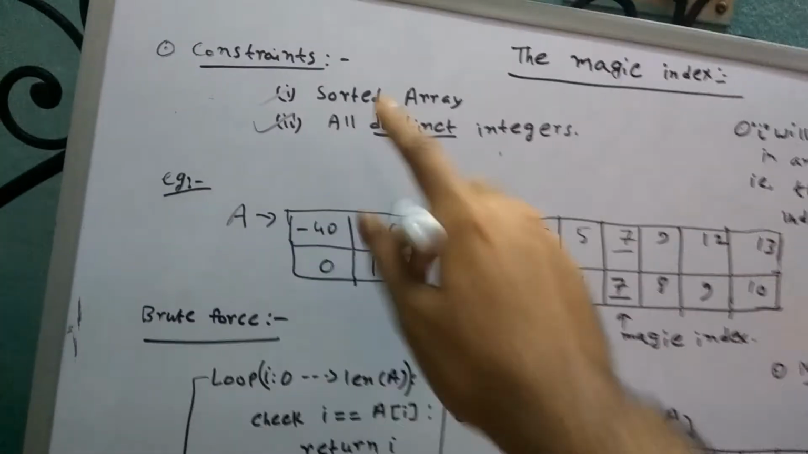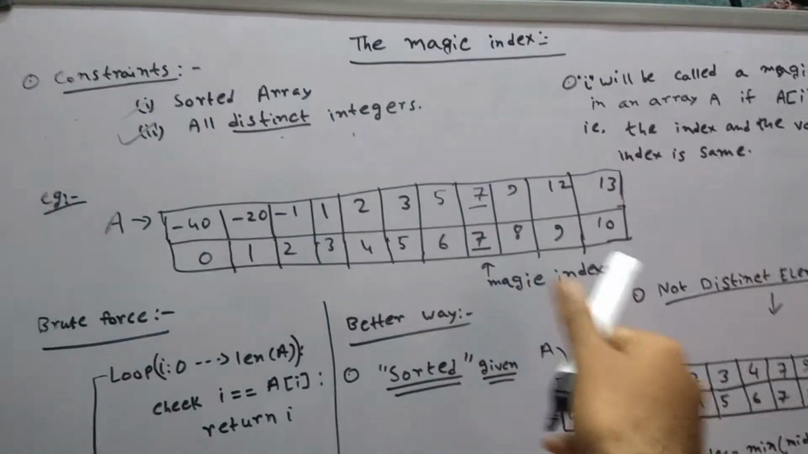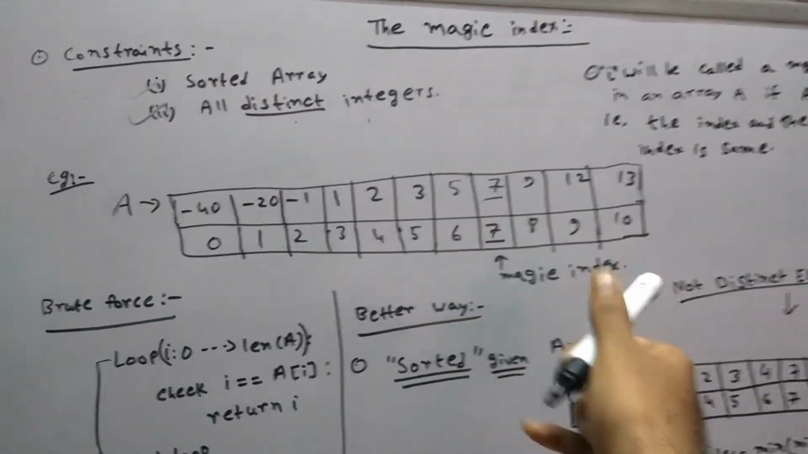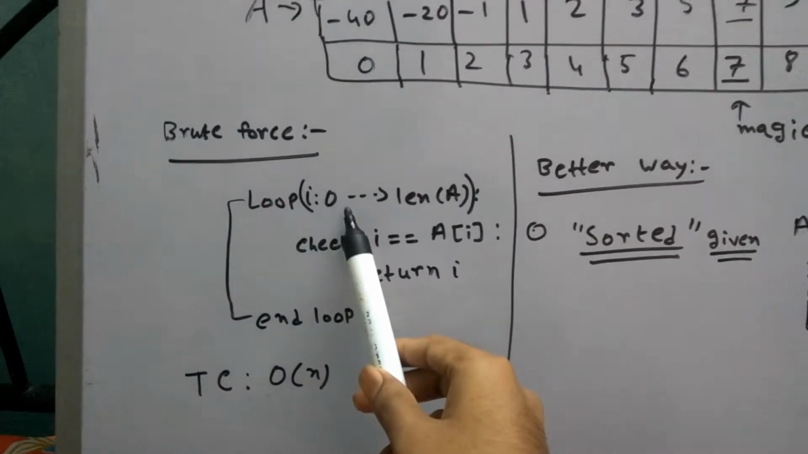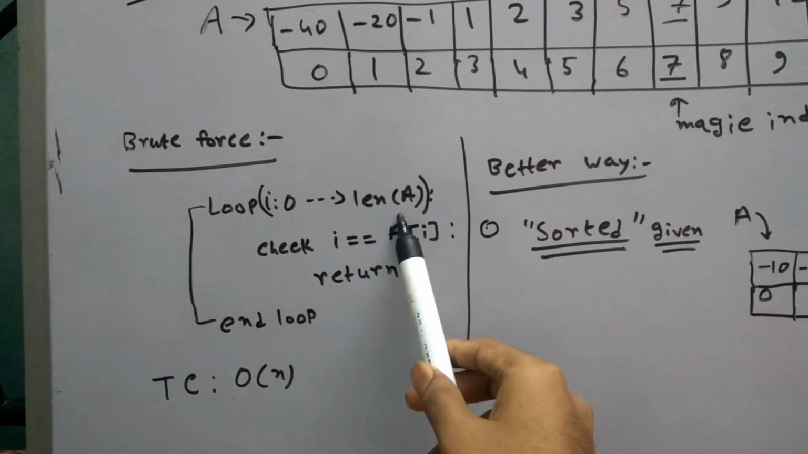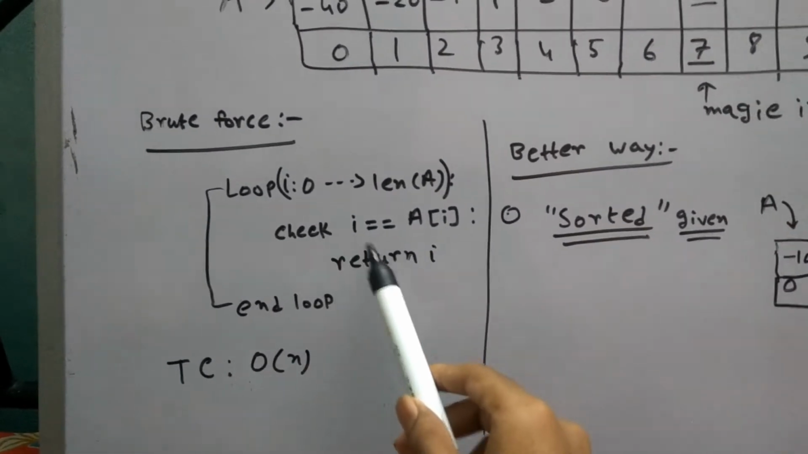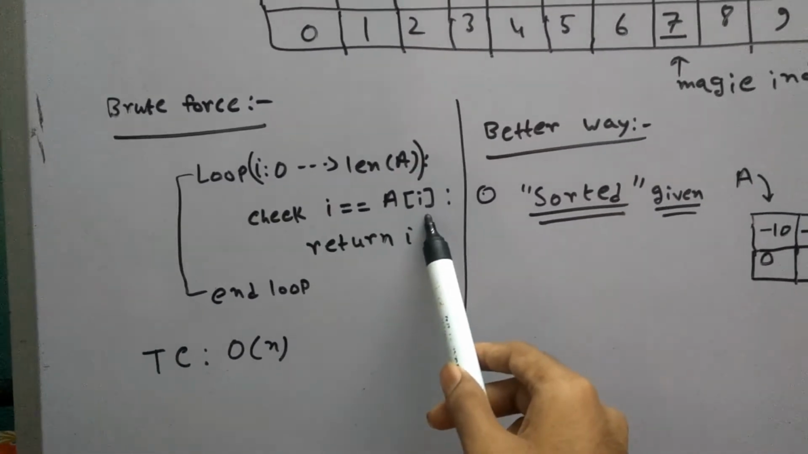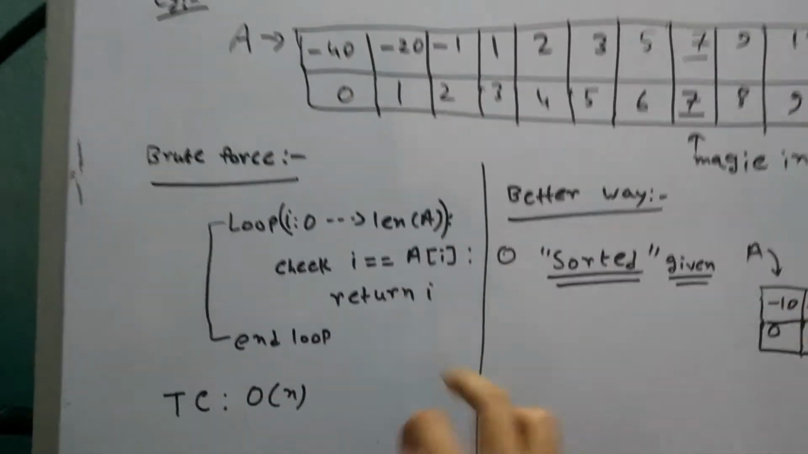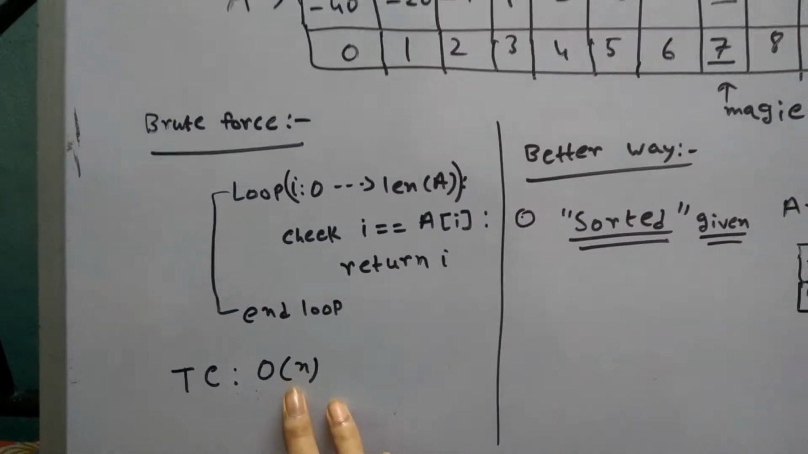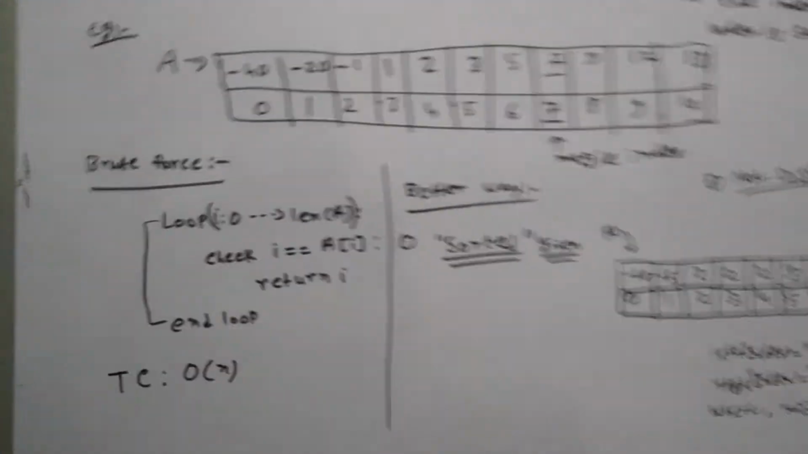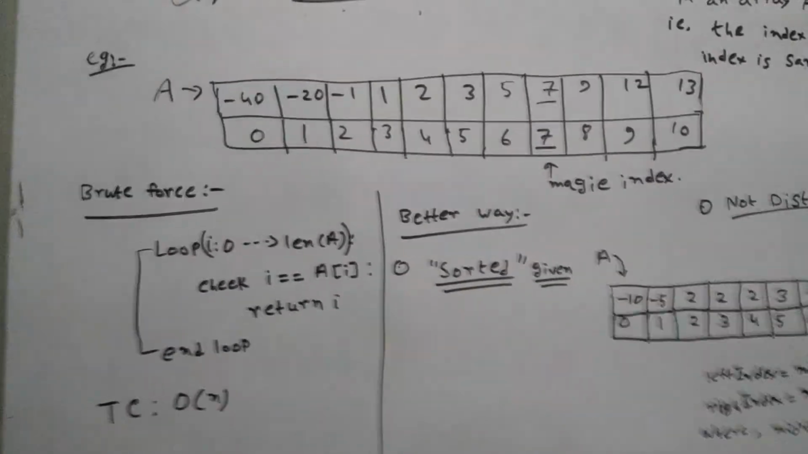First of all, this may seem a very simple problem if you do it in the brute force way. The brute force approach would be looping through all the elements from 0 to the length of the array and checking if i is equal to A[i], where A is the array. If it's true, return i. So it will be an order of n solution, but we have to do it faster. How can we do it faster?